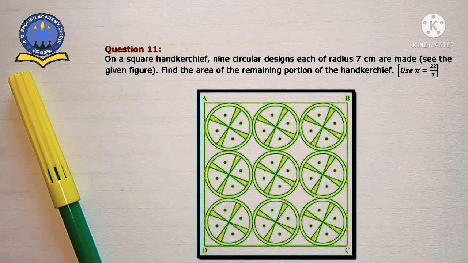So that means it is very simple here. In this diagram, first of all we have to find out the area of the square, and then we have to find out the area of the circle. And if we subtract the area of the circle from the square, how many circles are here? 9 circles are there. If we subtract this, then the remaining portion, whatever remains, is our required answer. Is it clear? Okay, now let's start. How can we solve? Let's see.